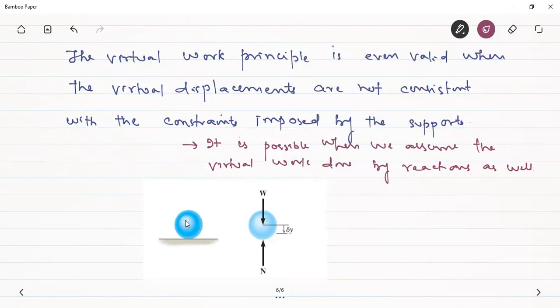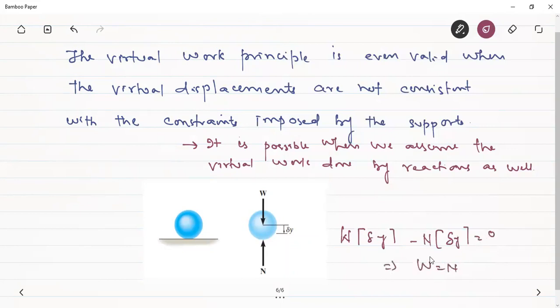But here, actually, what we had assumed is that this normal reaction also does work. That's why we got that. Although the displacement was not possible, still we give the displacement because we are going against the consistency of the constraints. Therefore, we had written that W delta Y minus N delta Y should be equal to 0, and we got that W is equal to N.